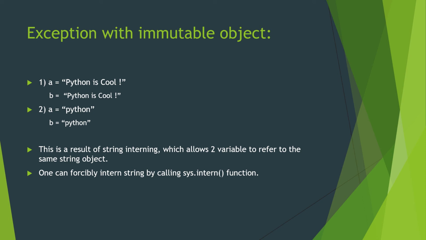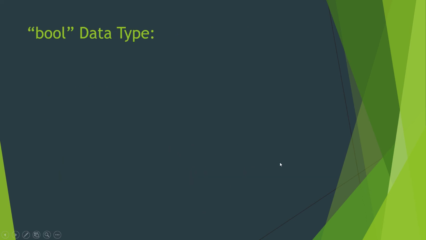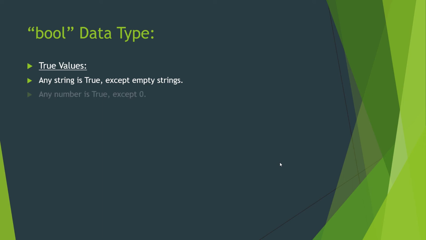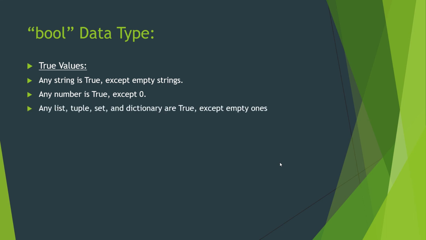Now, as we have seen the exceptions with immutable objects and strings, we are going to look at Boolean data types in Python. Boolean data types have two values, true and false. First, look at the true values. Any string is true except empty strings, which means all kinds of strings are true except the empty ones. Any number is true except 0. Any list, tuple, or dictionary is true except the empty ones.